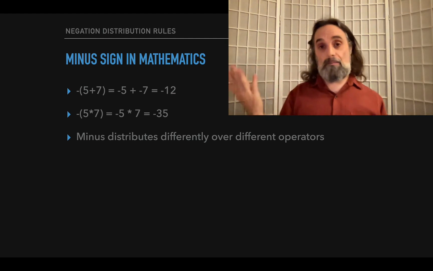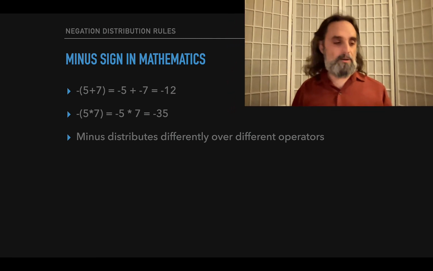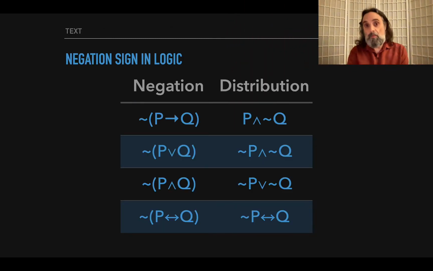So what we can see is that in mathematics, minus distributes differently over different operators, and it's the same thing in logic, except it's a little bit more complicated. So here's a list of how negation distributes over each of the 4 different other operators. Negation of P arrow Q, that says the conditional is false. And when is the conditional false? In only one situation, when the antecedent is true, so P is true, and Q is false. So P and not Q, those are equivalent. Negation of P, if P then Q, that's equivalent to P and not Q.